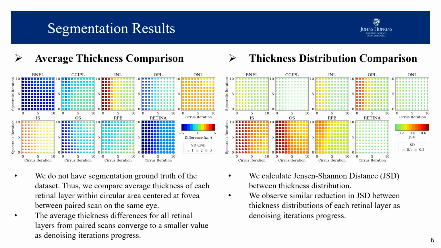The result from this figure aligns well with the area thickness comparison results. Specifically, the recurrent cell fusion impacts series B scan more than specialist B scan. Moreover, after applying recurrent cell fusion, the Jensen-Shannon distance of two thickness distributions of all retinal layers from the pair scan converge to smaller values.